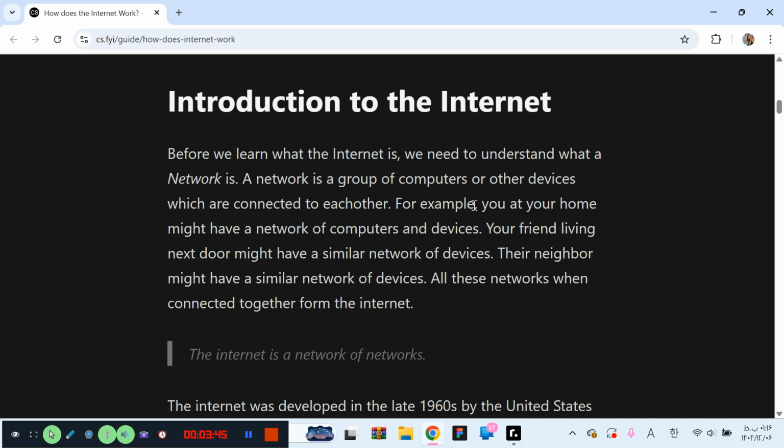So, for example, you at your home might have a network of computers and devices, as I said. Your friend living next door might have a similar network of devices. Their neighbor might have a similar network of devices too. All these networks, when connected together, form the internet.